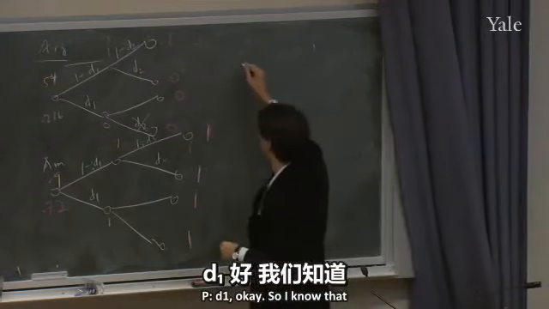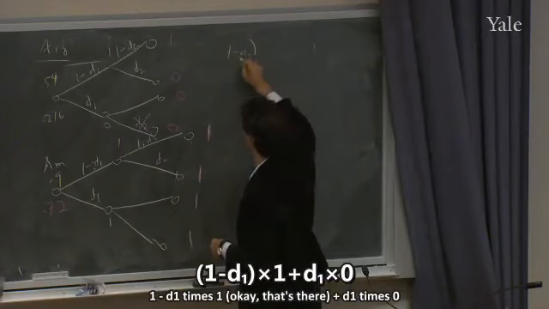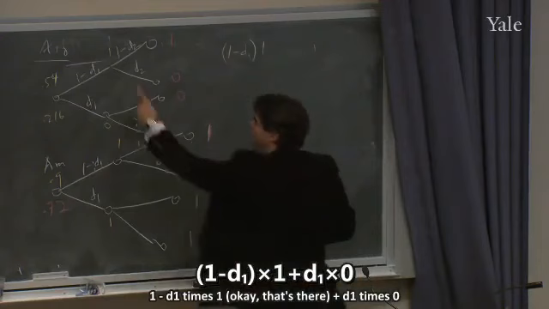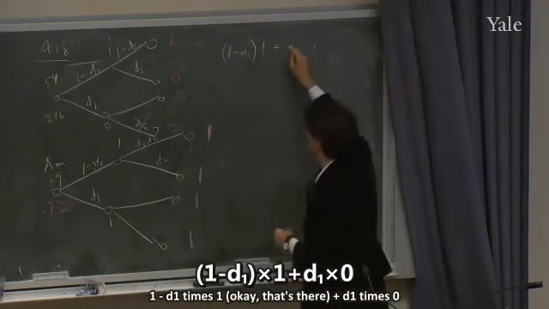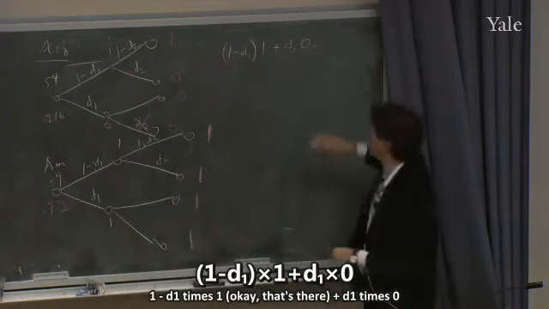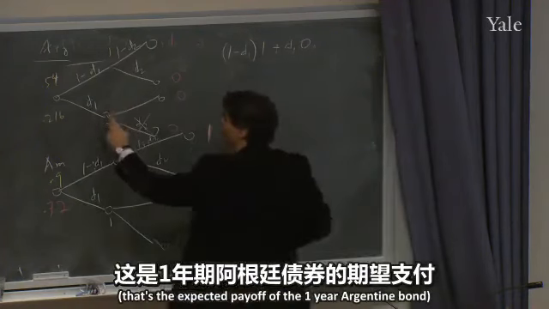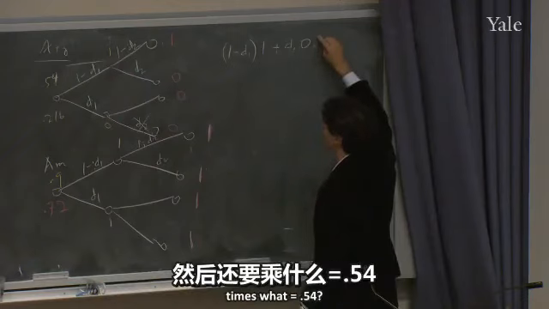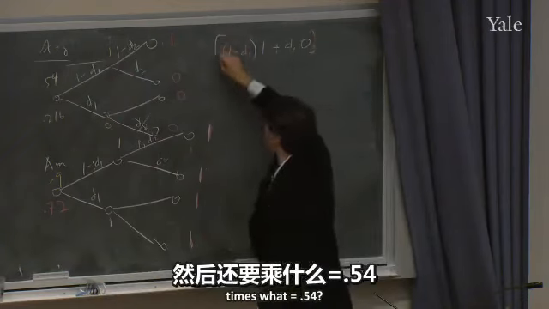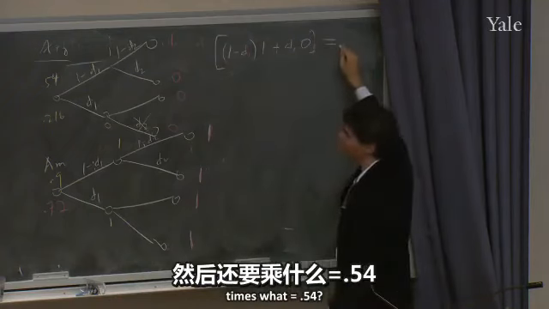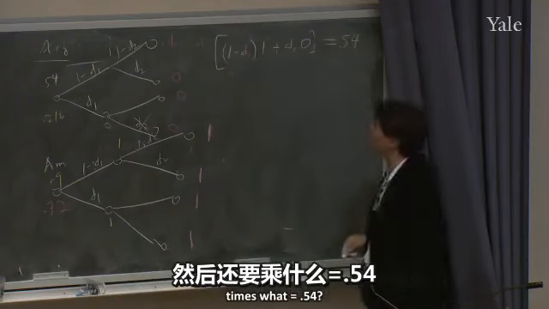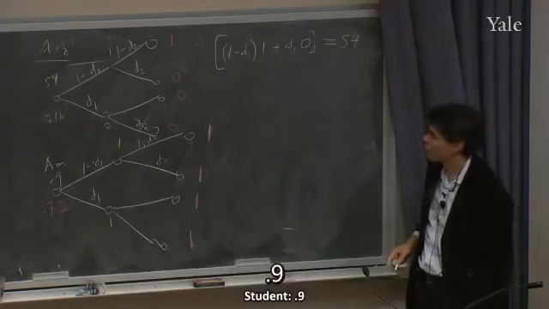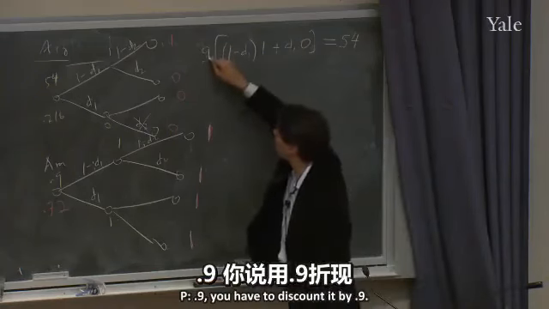D1. Okay, so I know that 1 minus D1 times 1, that's there, plus D1 times 0, that's the expected payoff of the 1-year Argentine bond, times what? Equals 0.54. Is that how I should solve for D1, or am I missing something? 0.9. You have to discount it by 0.9.